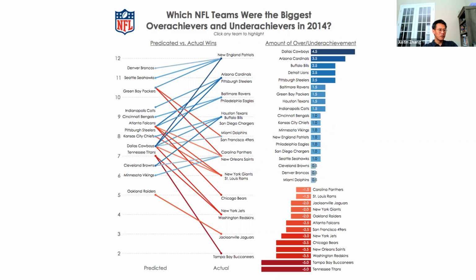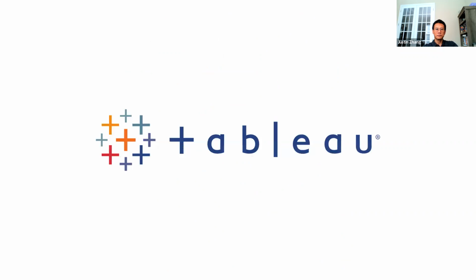While slope graphs typically show two points in time, this visualization created by Andy Kriebel uses a slope graph to show predicted versus actual wins of NFL football teams, which is also available on Tableau Public.